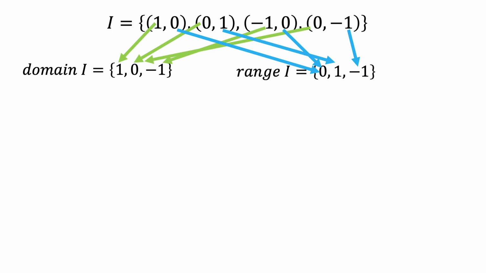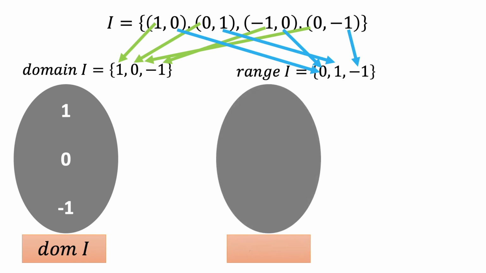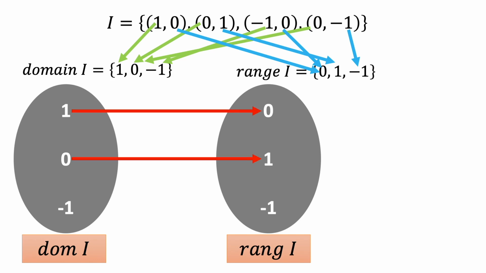Now, let's create an ellipse that represents the domain I and put all its elements in it. I will also create an ellipse that represents the range I and put all of its elements. Using the arrow diagram and considering the ordered pairs in set I, 1 is mapped to 0, 0 is mapped to 1, -1 is mapped to 0, and 0 is mapped to -1. Let's check if set I is a function.